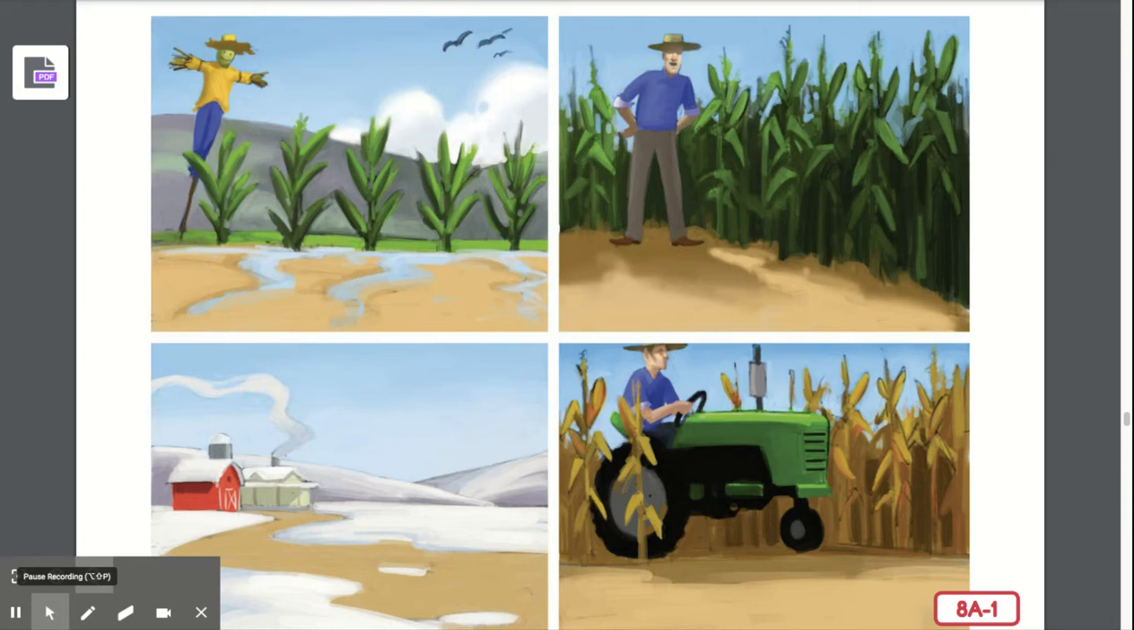Today is our last lesson in the unit on farms. And so let's discuss some essential background information you need to know.